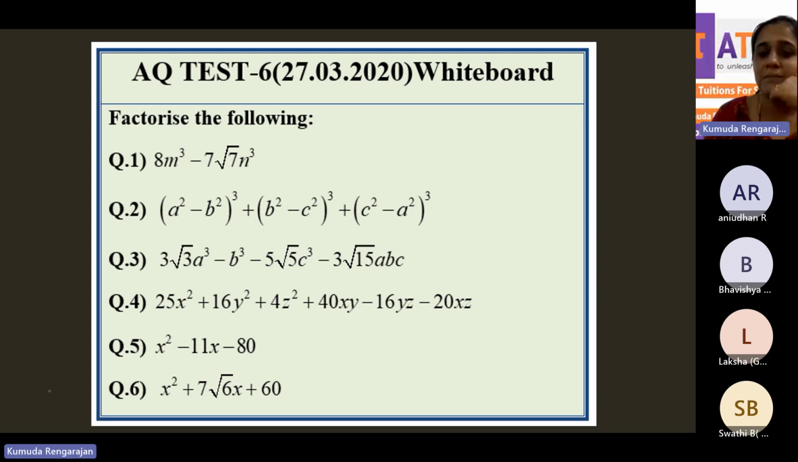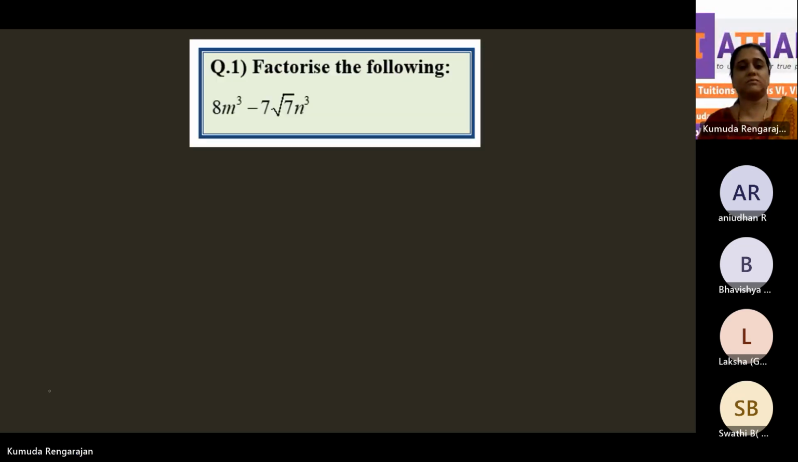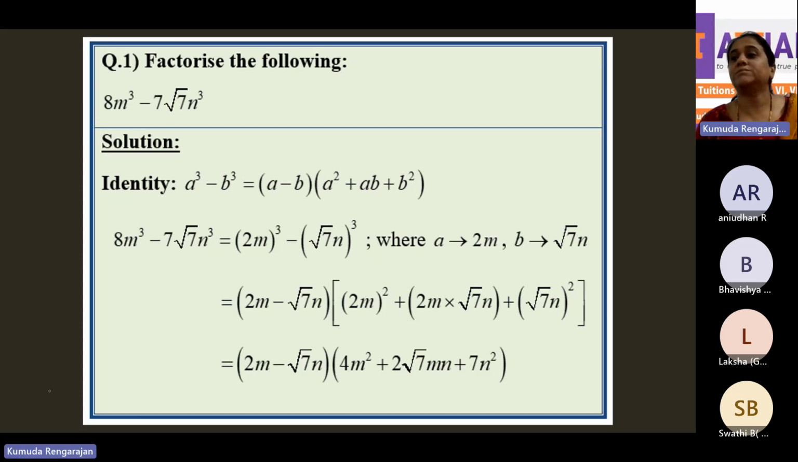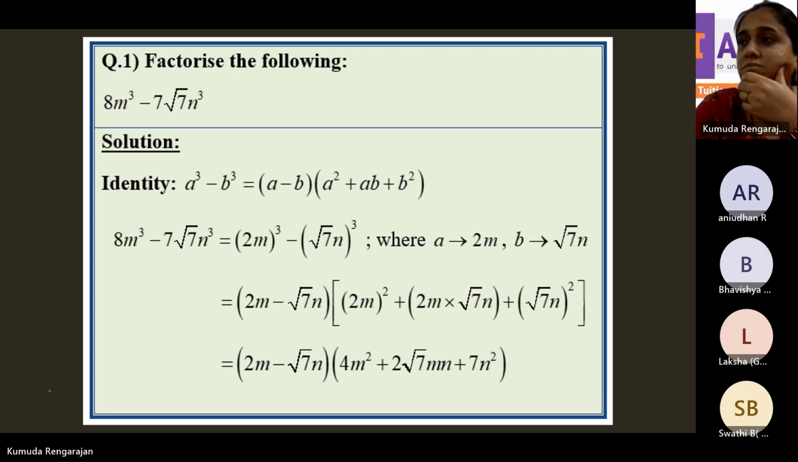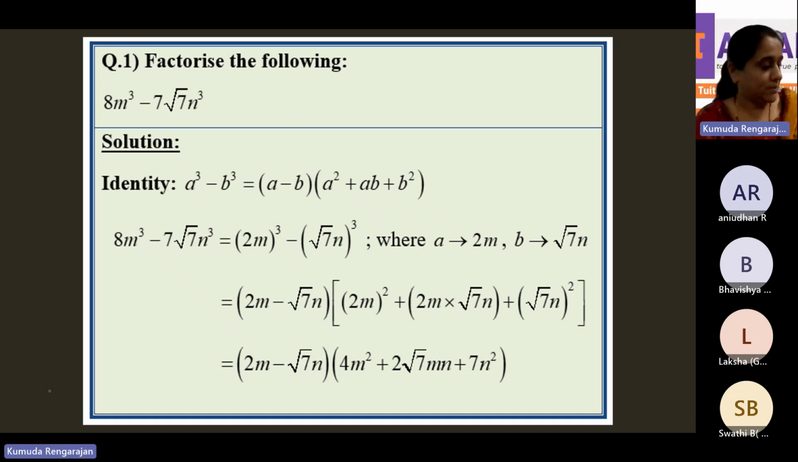All right. Understand and take it down, children. Online students, please take down the question, understand the solution and work it out.